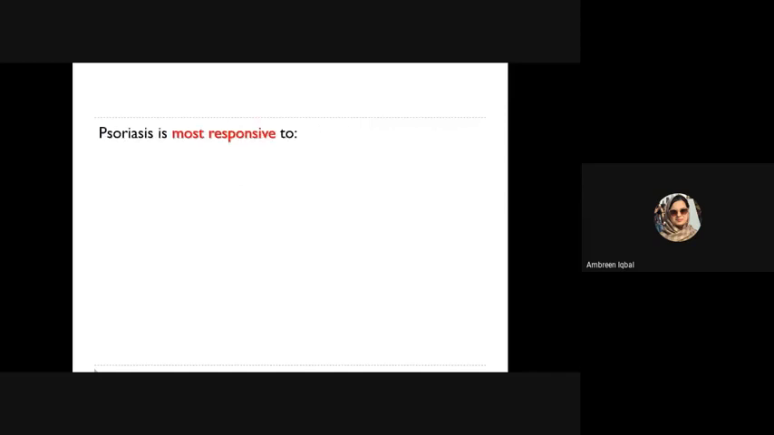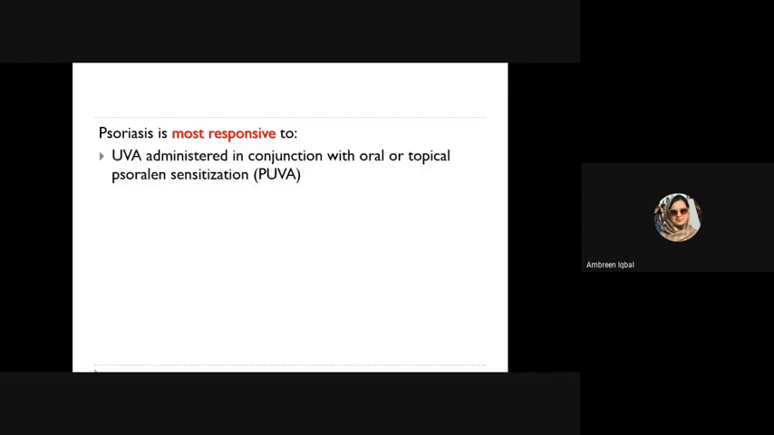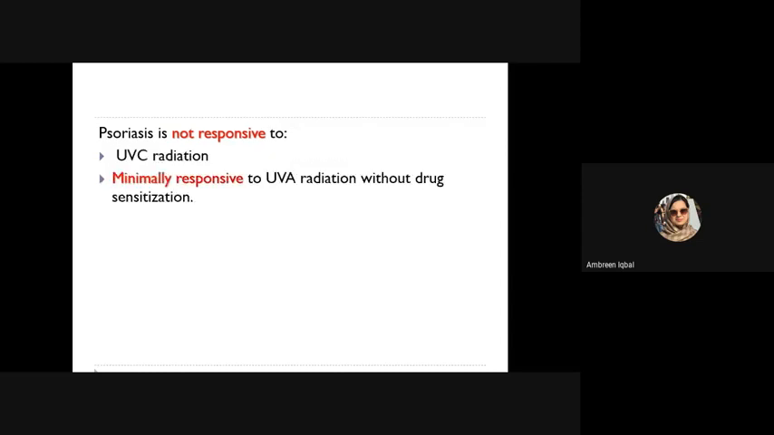Psoriasis is most responsive to ultraviolet A administered in conjunction with oral or topical photosensitization, and is very responsive to narrow band ultraviolet B alone. It is minimally responsive to ultraviolet C, and minimally responsive to ultraviolet A alone without drug sensitization.